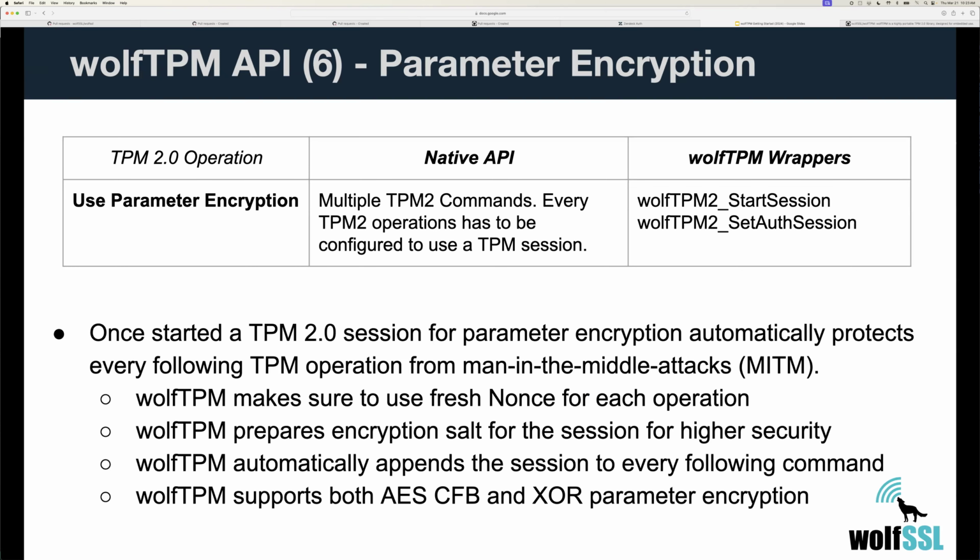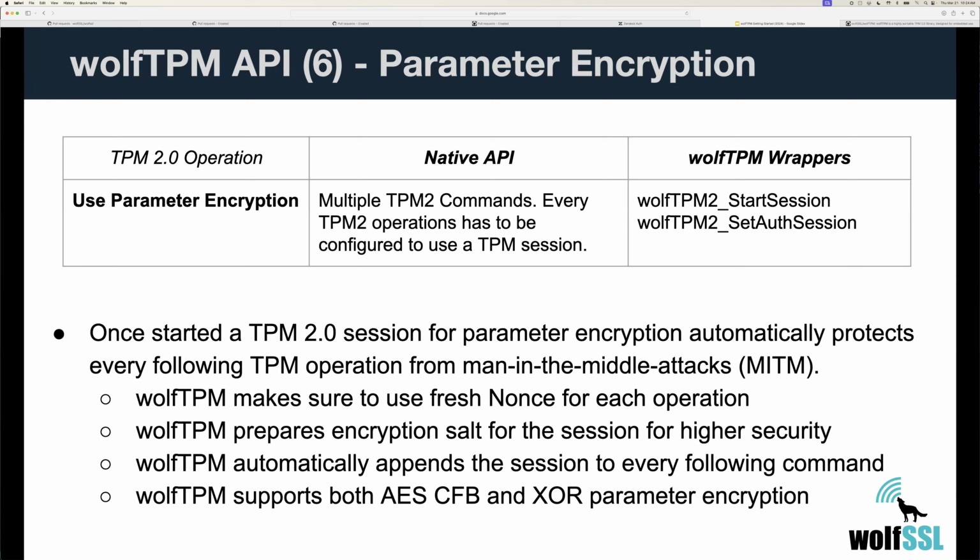So if you're trying to do parameter encryption with the native APIs, it's a lot of commands and there's a lot of handholding. For example, you have to have hashes of all of the names for authentication. In the wrappers, we handle all of that. So there's one API that just says, start a session, and then you set which session index is using that authenticated session, and you can supply parameters to turn on encryption and decryption.